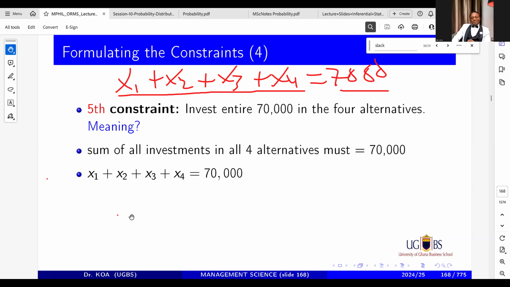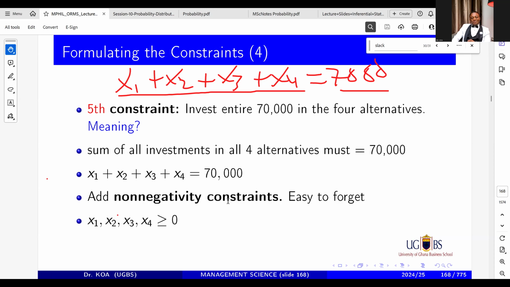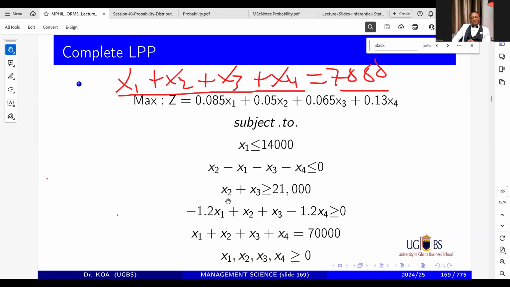Once you have the last constraint, don't forget your non-negativity constraint. In this case, the decision variables are how many? There are 4. Make sure none of them get lost. Else you won't get a right result. So let's put everything together here. Okay. So there's a non-negativity constraint. There are 4 of them. Don't forget. Everything you see is as a result of thought.